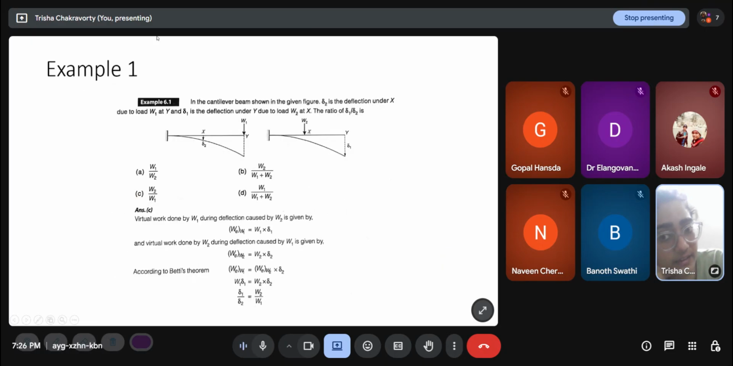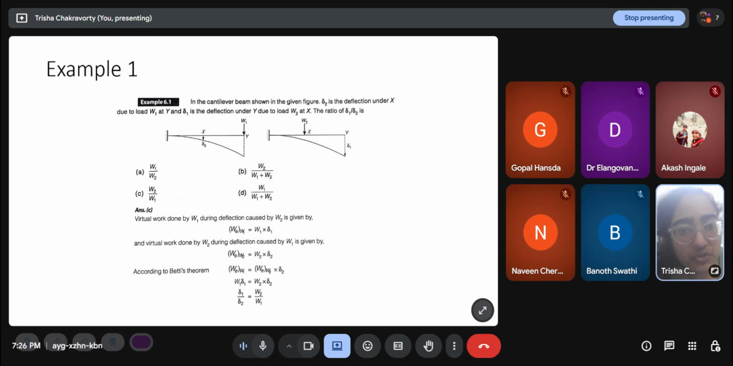Examples. Maxwell-Betti's law is useful for competitive exams like GATE. You are almost sure to get a question from there, I think. And if you try to solve it from first principles, you will be able to do it. But if you know this theorem, if you can apply it correctly, you will just take one step.